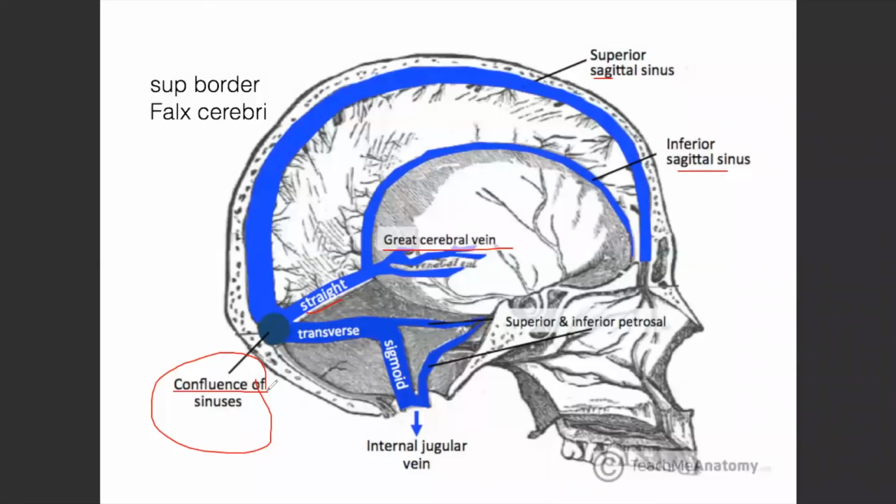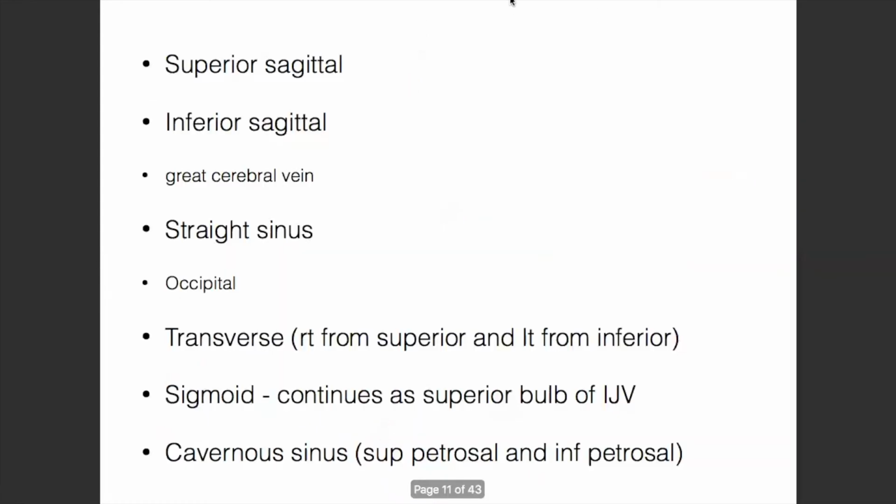After that, from the confluence of sinuses, it goes into something called the transverse sinus to meet the sigmoid sinus, and then the sigmoid turns into the internal jugular. What's really important here is not all of this. What's really important is the superior sagittal, the confluence of sinuses, and then the sigmoid becomes the internal jugular. Okay? Let's go back one.